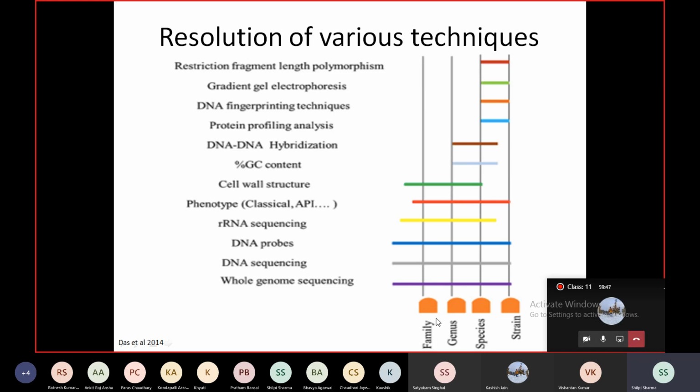So for example, rRNA sequencing can give you information till the species level. Same as with whole genome sequencing, it can even give you information till subspecies level. While there are some other techniques, some fingerprinting techniques we did not talk about, which give you subspecies information.